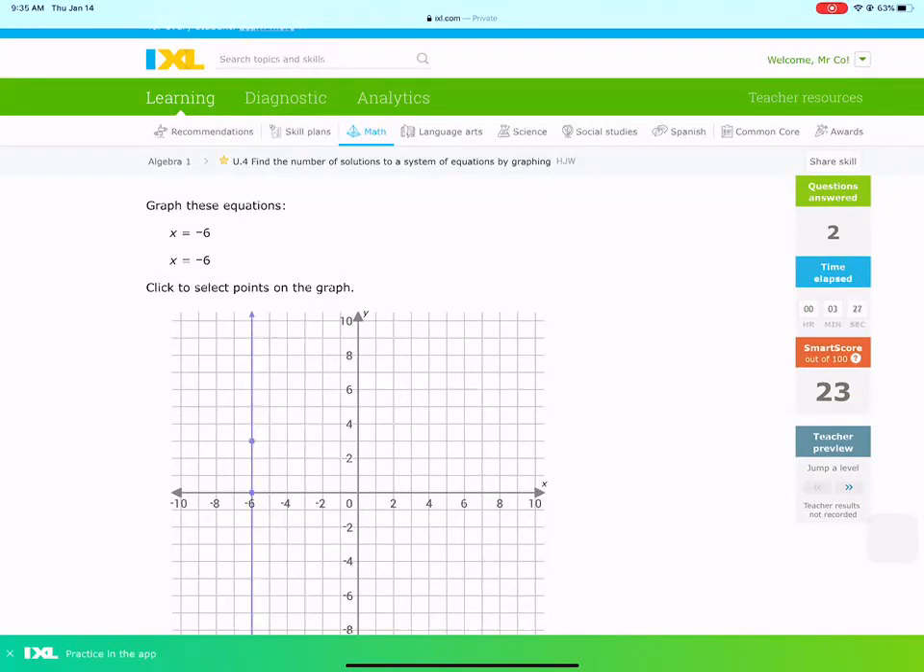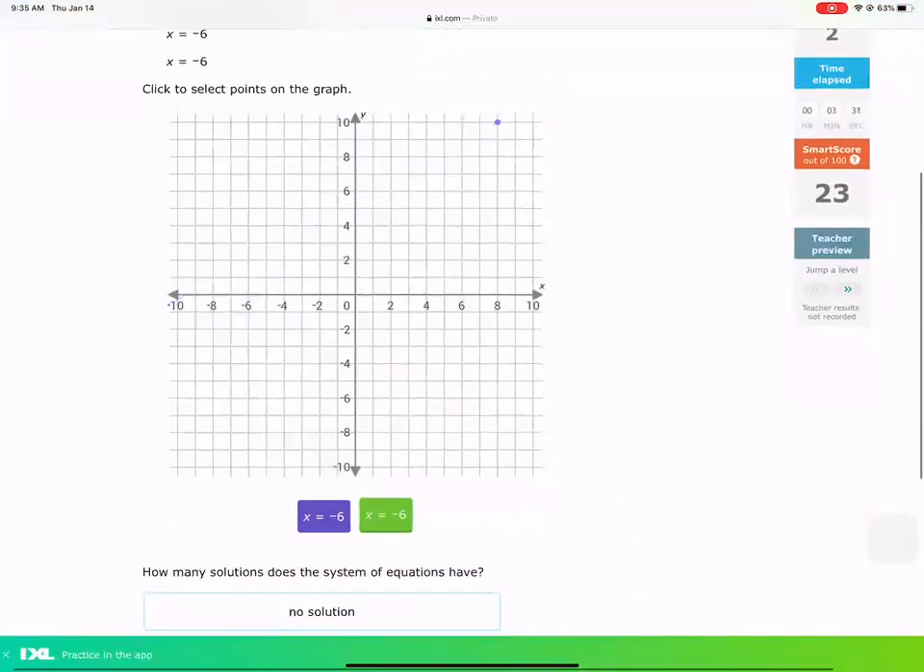If y was -6, we would be over here. But they told us x is -6. So that's going to be a vertical line for us. And they also told us our green line, x is also -6. Look, it's the same exact line.